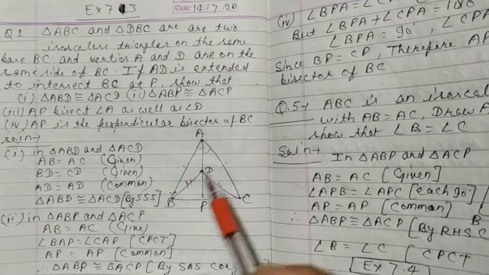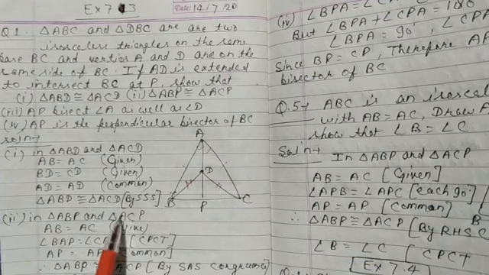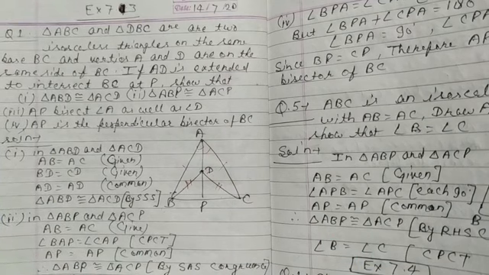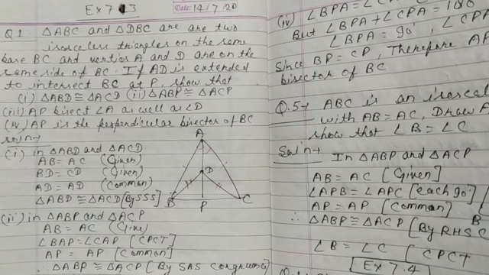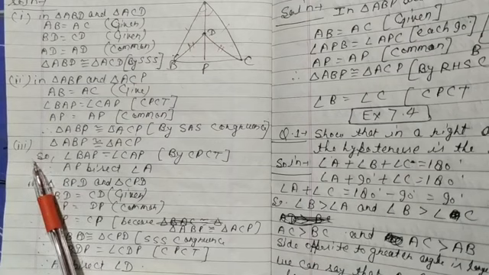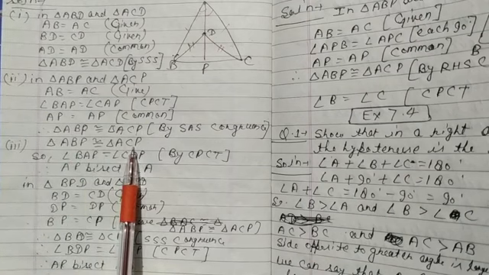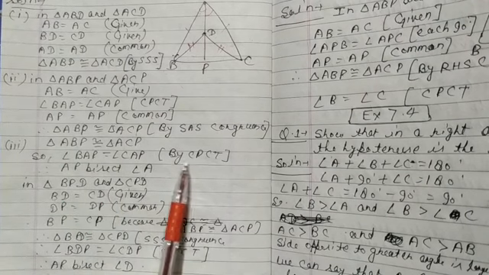AP equal to AP. This is a common side in these two triangles. So we have three things: side, angle and side. So we can write triangle ABP is congruent to triangle ACP by the side-angle-side congruence rule.